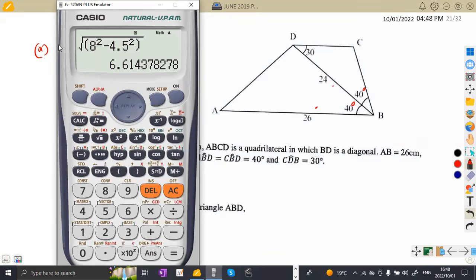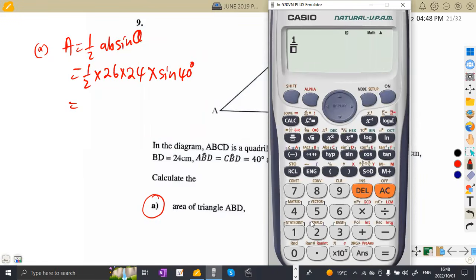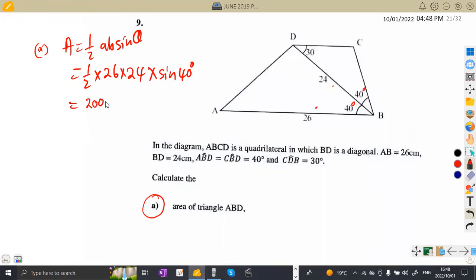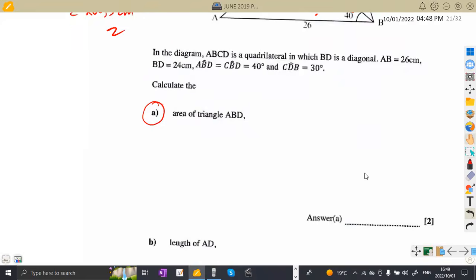Okay, I just need to hide this part along the side. So this is going to be half of 26 by 24 by sine 40 degrees. So this is sine 40 degrees. They missed a half there. Okay, so you're going to have 200.5, something like that. So you just round off to something better, 3 significant figures or something better.